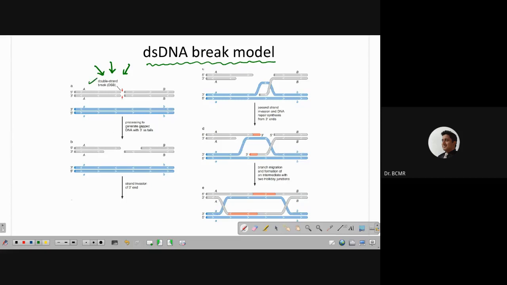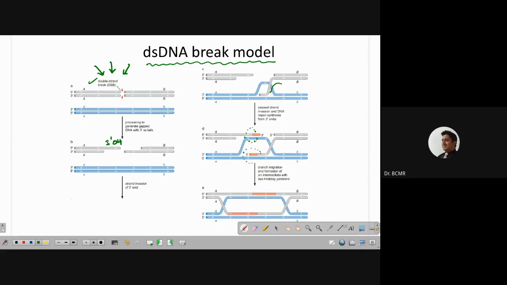Second is processing to generate 3' overhangs. And then we have strand invasion, where the 3' overhang makes a strand invasion like this. And there is a displacement of the strand from the bottom DNA molecule. And then we have two replication forks arranged. This is one replication fork, you can think of it that way. And this is another one.